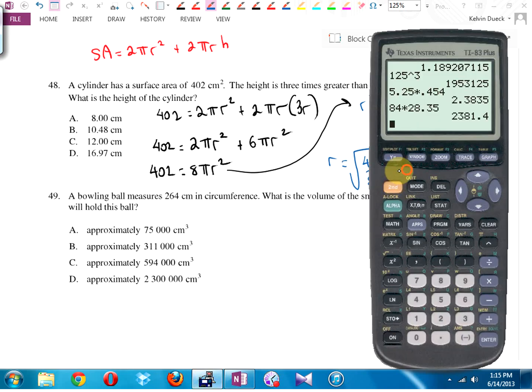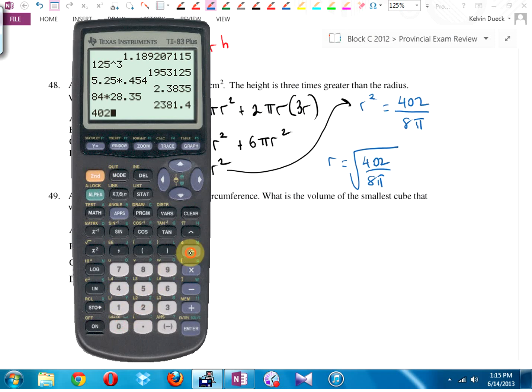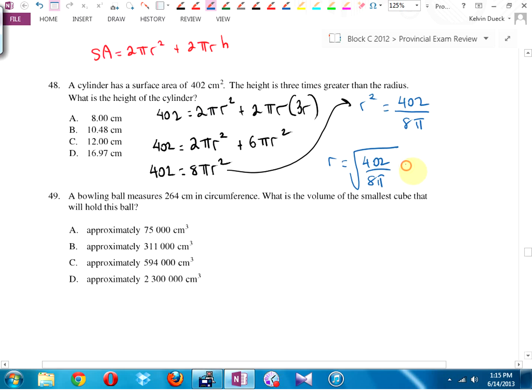So I'm going to go like this. 402 divided by, bracket, 8 pi, square root of that. And I get 3.999, almost exactly, but not quite 4. That's the radius. It's not what they wanted me to find. What do they want me to find? The height. If I know the radius, what's the height? What does the question say? 3 times bigger. What's 3 times 3.9999? Almost 12. We'll pick up with this next class.